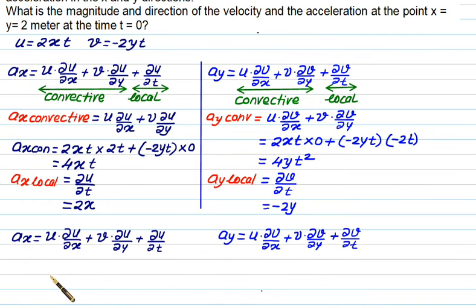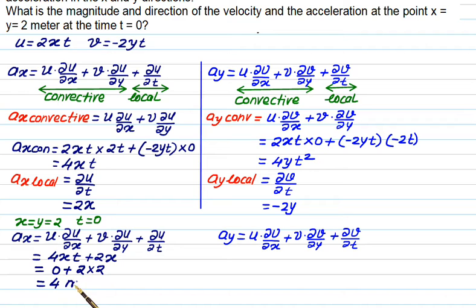Here we are also interested in calculating the total acceleration. So ax = u ∂u/∂x + v ∂u/∂y, which equals 4xt², plus ∂u/∂t. So the total acceleration will be 4xt² + 2x, and we are interested in x = 2, y = 2 and t = 0. Since t = 0, the first term will vanish, and we have 2 times x, which is 2. So ax will be equal to 4 meters per second squared.